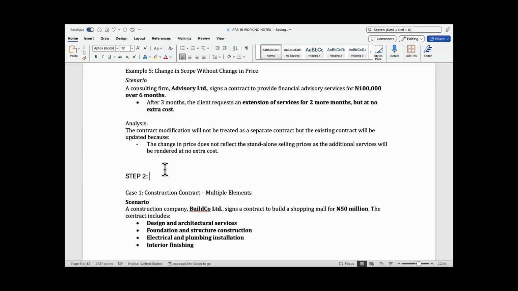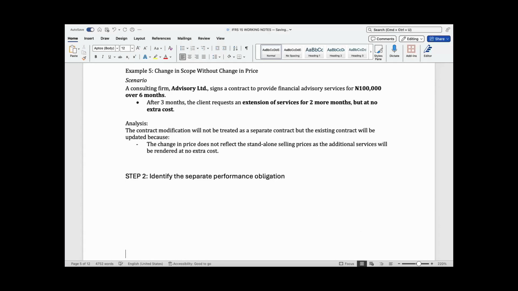Now, step 2, which is to identify the separate performance obligation.